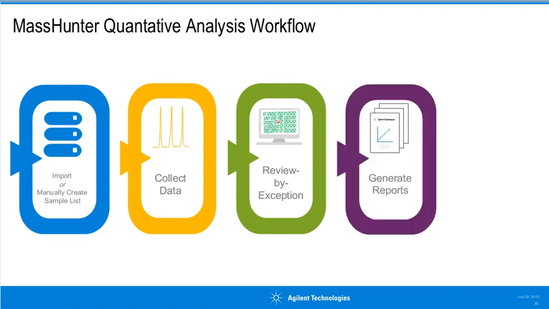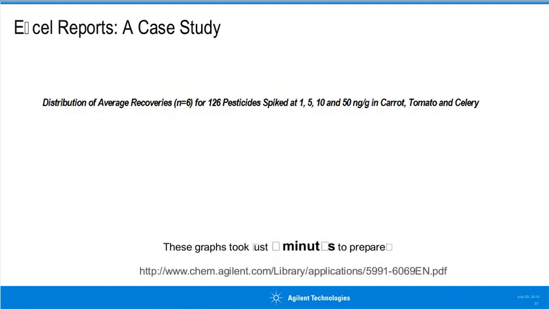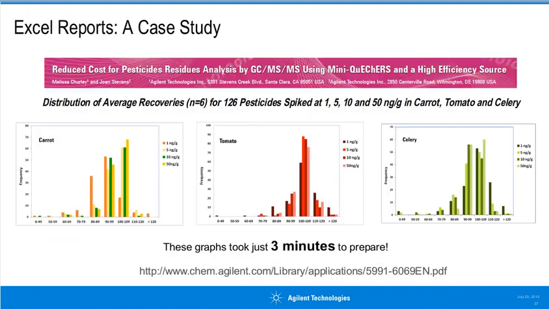Since MassHunter was released about 10 years ago, we've taken advantage of Microsoft Excel and its add-in to deliver very nice graphics for the data. So here we have some data from Melissa Turley, one of our expert chemists here at Agilent, and she was working to get ready for a conference, ASMS in this case.